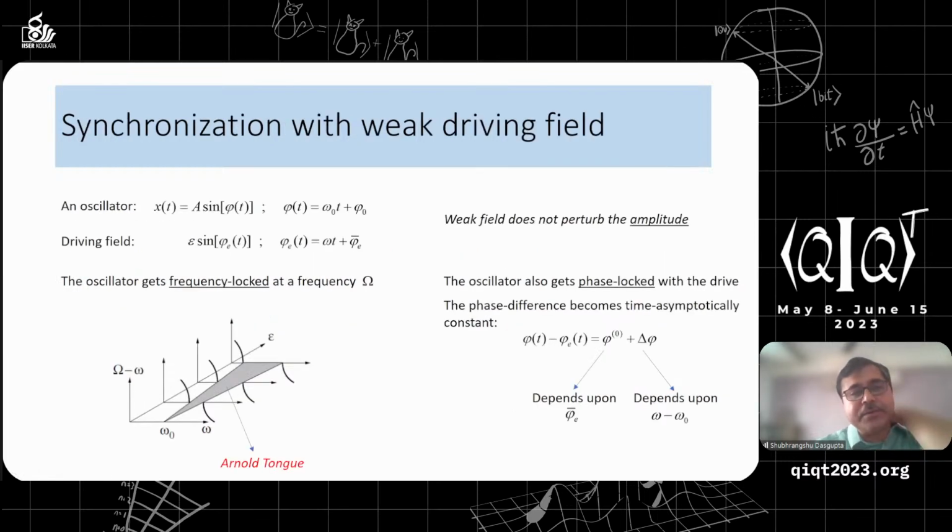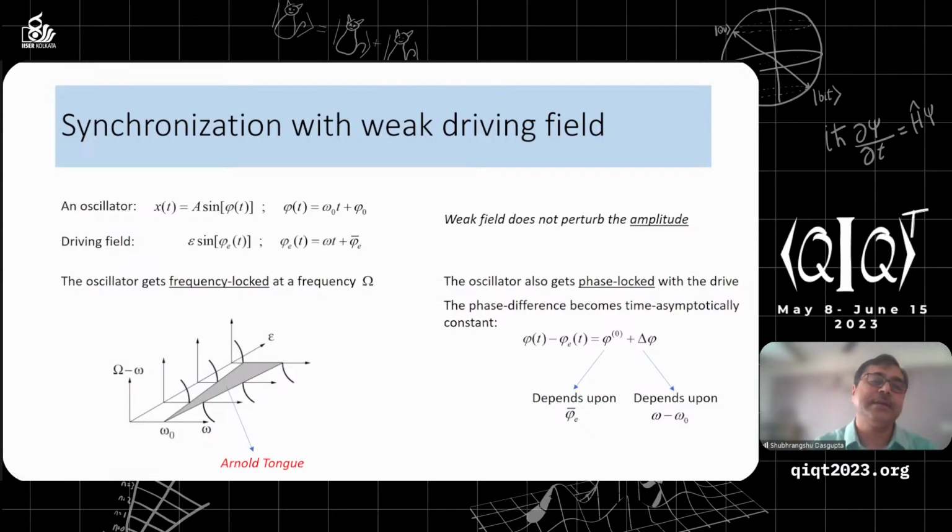So let me start with the standard features, a little more details. Consider an oscillator which has a total time dependent phase phi t and a driving field which is having some amplitude epsilon and a time dependent phase phi e t. This phi and phi e t are functions of frequency and some initial phase.